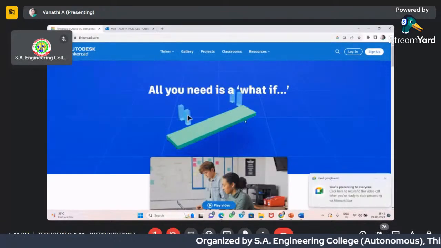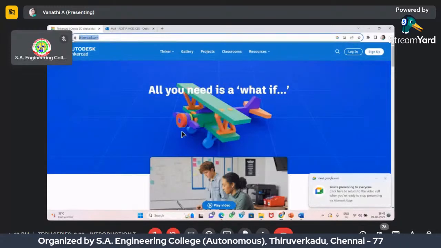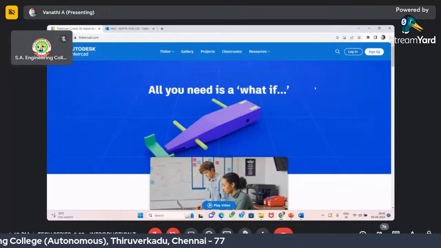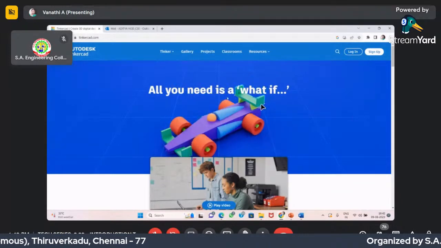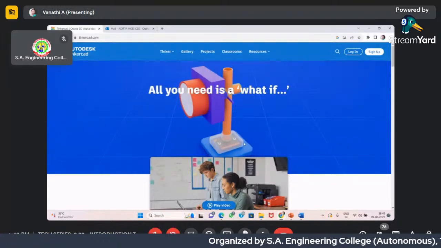So, dear all, you can see, right? You can go to a website called tinkercad.com. This is a website open to all, where you can simulate also. It is not only for IoT applications. You can use it for many things.